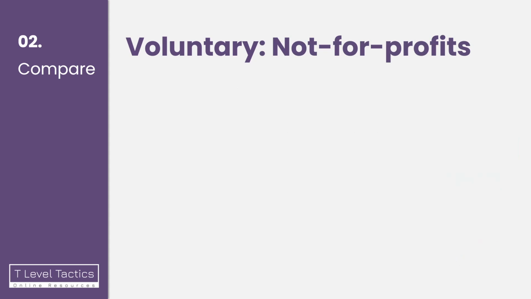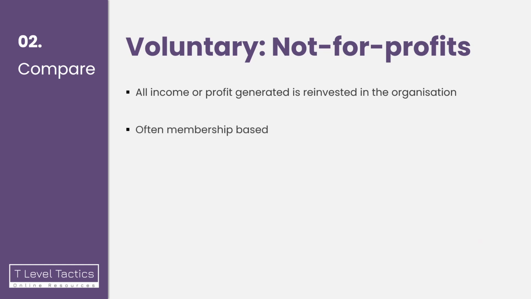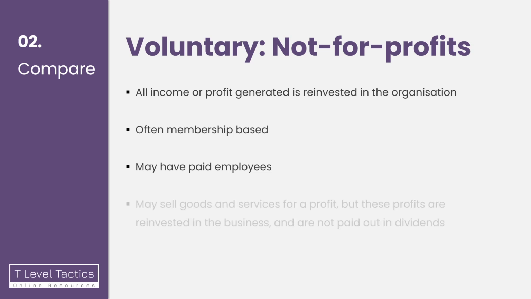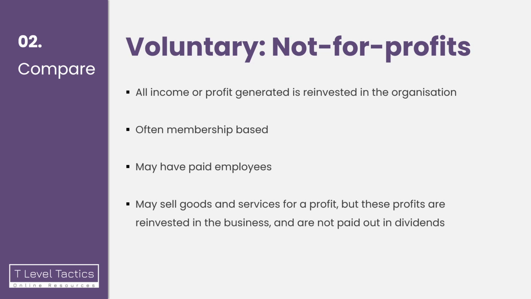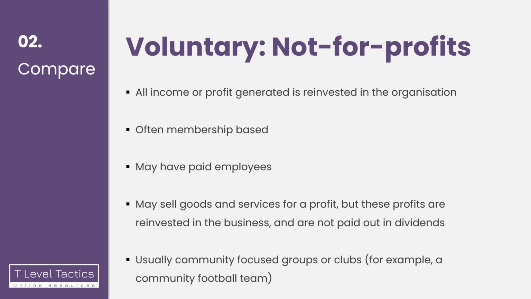Now, in not-for-profit organisations, all income or profit generated is reinvested back into the organisation. They're often membership-based, and they could have paid employees, so it's not all voluntary work. And not-for-profits can also sell goods and services for profit, but remember, those profits are all reinvested back in the business, and they're not paid out in dividends to any shareholders or investors. Not-for-profits are usually community-focused groups or clubs. For example, a community football team might be a not-for-profit.